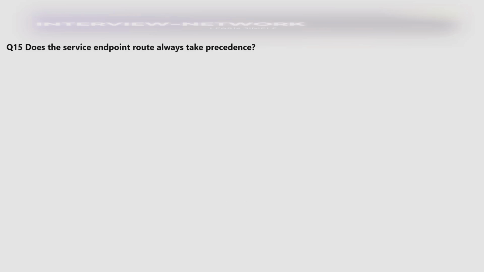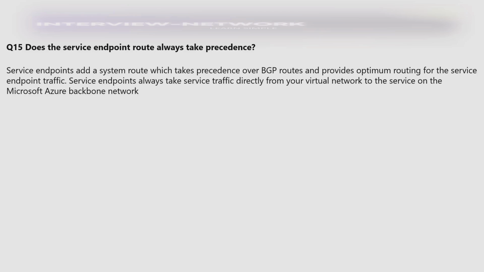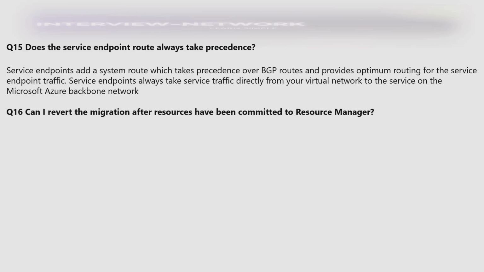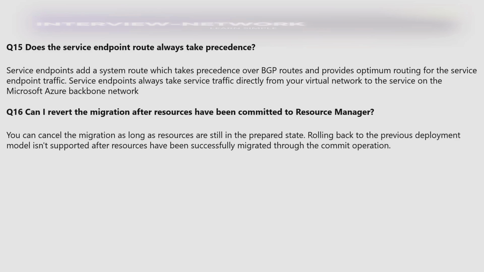Does the service endpoint route always take precedence? Service endpoints add a system route which takes precedence over BGP routes and provides optimum routing for the service endpoint traffic. Service endpoints always take service traffic directly from your virtual network to the service on the Microsoft Azure backbone network. Can I revert the migration after resources have been committed to Resource Manager? You can cancel the migration as long as resources are still in the prepared state. Rolling back to the previous deployment model isn't supported after resources have been successfully migrated through the commit operation.